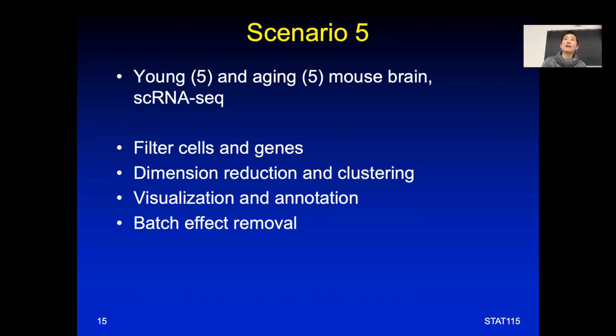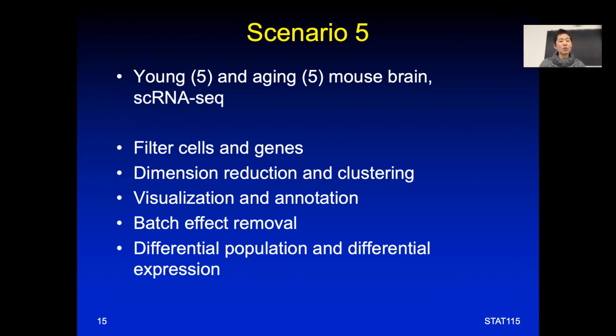Only after you get that, Seurat, after the CCA, will give you a corrected expression matrix. You can then use that to look at the differences between the young brain and the old brain. Are there differences in the total number of clusters they have? Or maybe for this cluster the young brain has a lot of cells but the old brain has fewer cells. That's a big population difference.